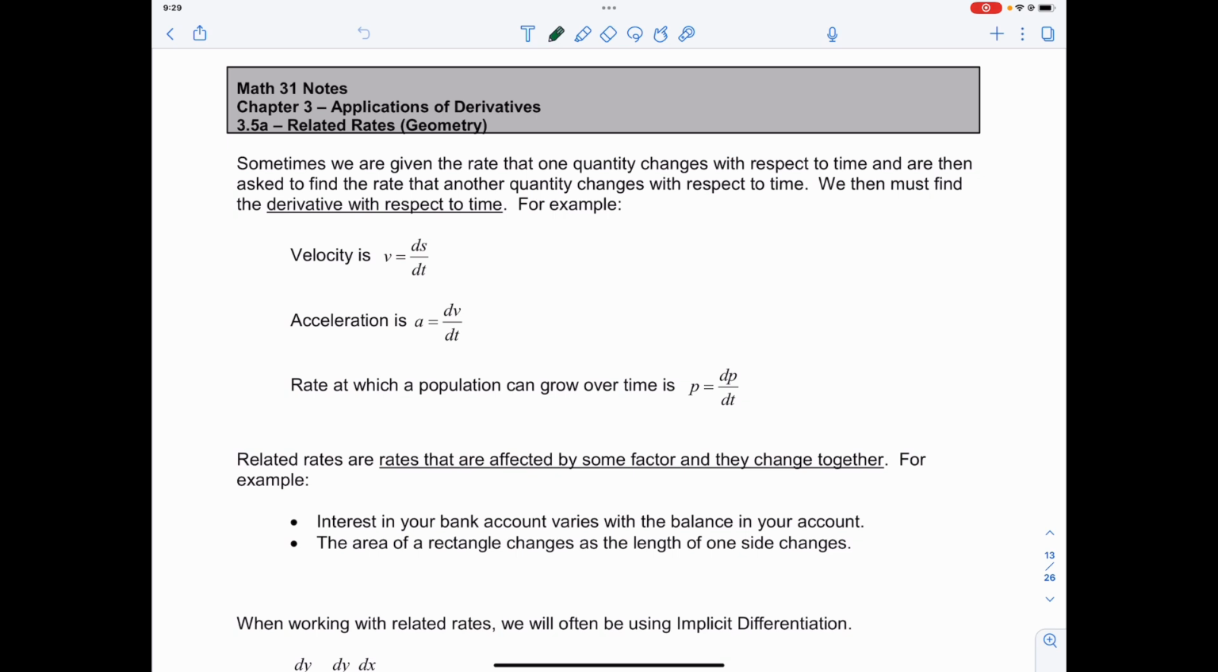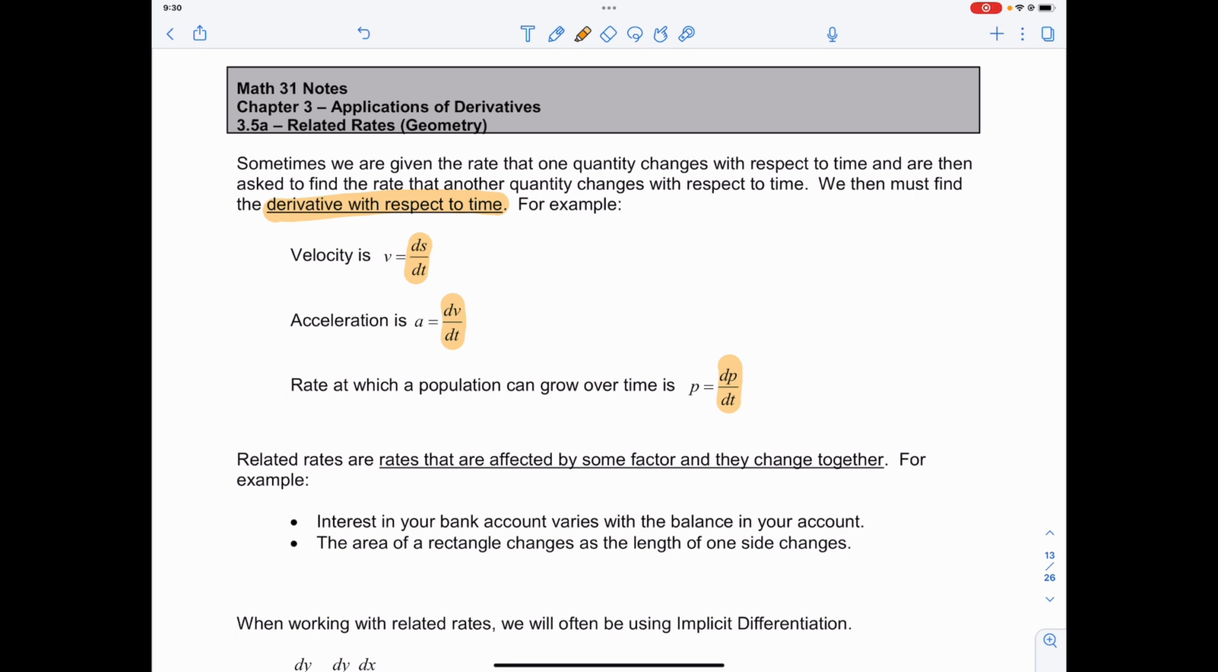differentiation. So like it says, sometimes we're given the rate that one quantity changes with respect to time and are then asked to find the rate that another quantity changes with respect to time, which means that what we're really looking for is the derivative with respect to time. So velocity, we already know, is the change in position over the change in time. Acceleration is the change in velocity over the change in time. And the rate at which a population can grow is going to be the change in population in relation to time.